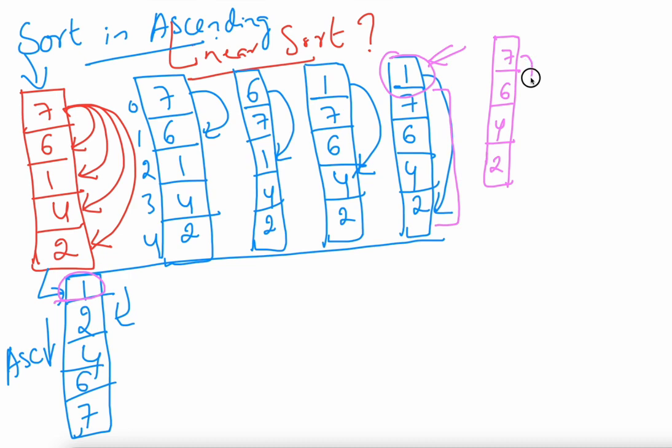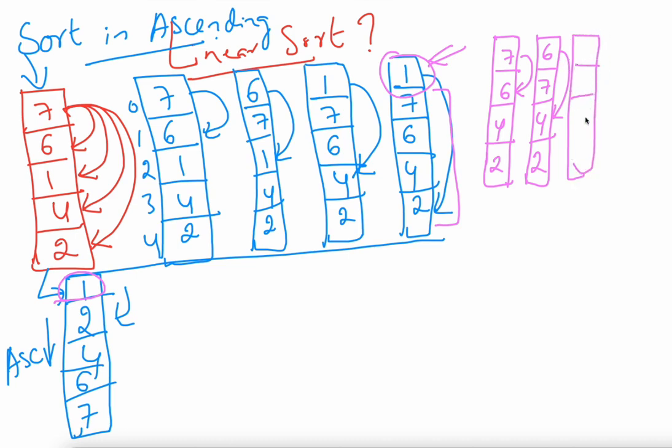We need to compare 7 with 6. Is 7 less than 6? No, then we need to swap. Then our resulting array will be 6 here, 7 here, 4 and 2. Now we need to compare 6 with 4. Now the resulting array will be 4 here, then 7 and 6, and 2 will be here.